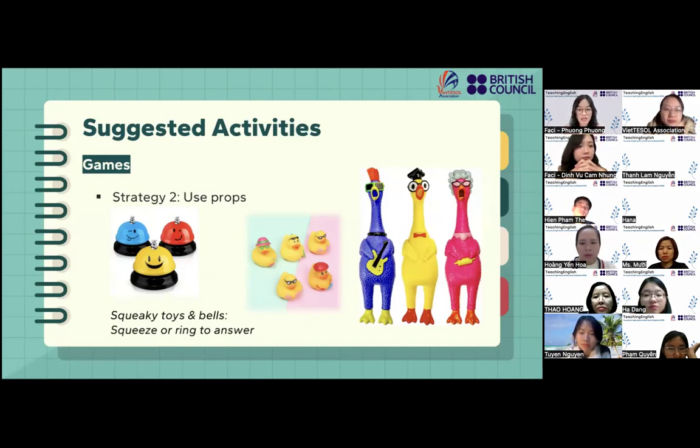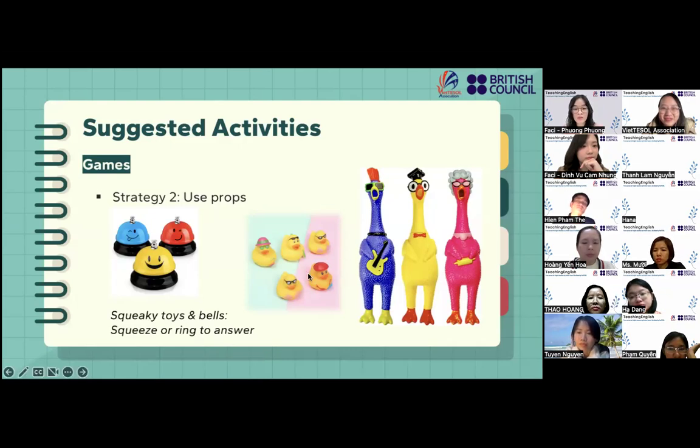For example, my students, for some reason, really love the duck and the chicken. So usually in that lesson, I would say that whichever team has the highest points is the winner, and they can keep the ducks or chickens for themselves. And they really love it.